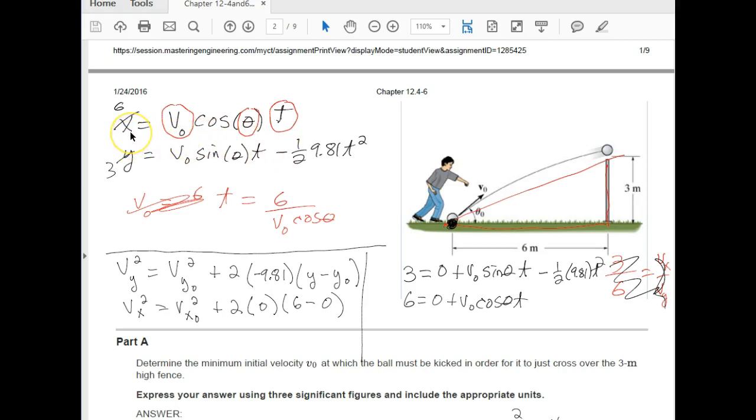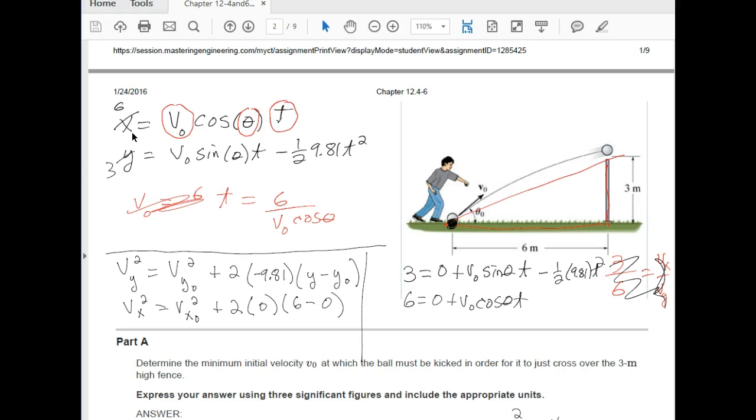So you come in and say, I'm going to apply the positions because I know where the ball is when I first kick it, and I know where it clears the fence. You put in numbers, and you have 6 equals the initial velocity in the horizontal, v0 cosine theta, times t, and then you have your 3 equals v0 sine theta t minus 1/2 g t squared.